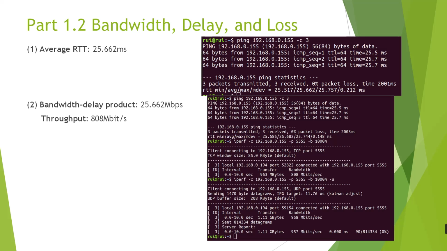So for part 1.2, we used a tool to determine the round trip time. As you can see in the picture, the round trip time is around 25.662 milliseconds. So for the bandwidth delay product, the UDP is 24.662 megabits per second, and the throughput of TCP is 808 megabits per second.